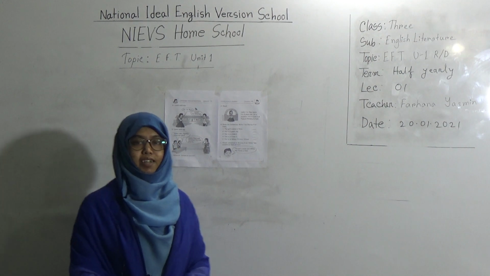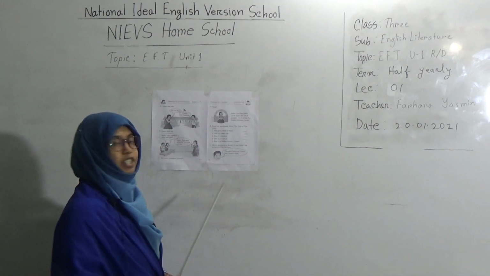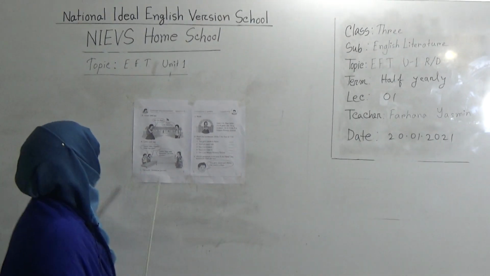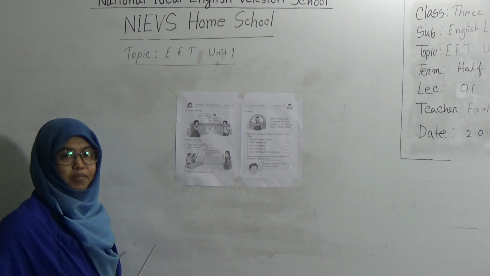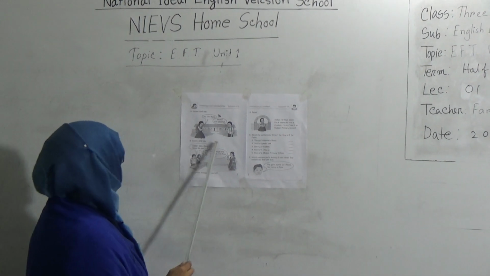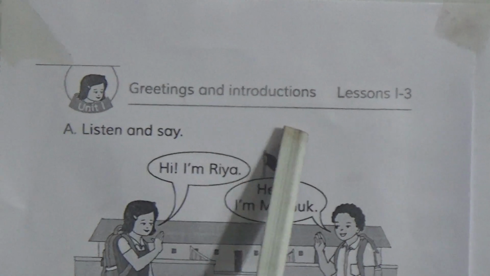Today I am going to take a class for class 3. Our subject is English Literature and our topic is English for Today book Unit 1. So let's look at the book. Unit 1, lessons 1, 2 and 3. Greetings and introductions.